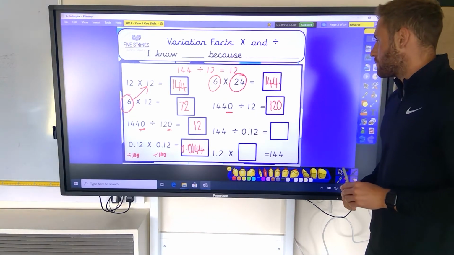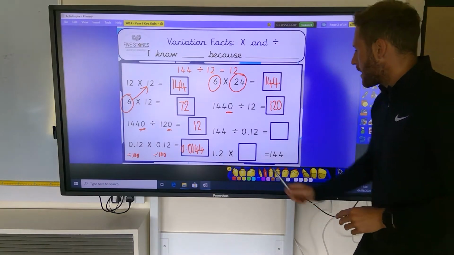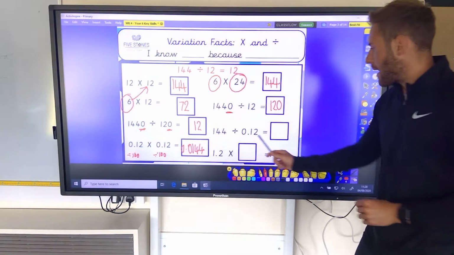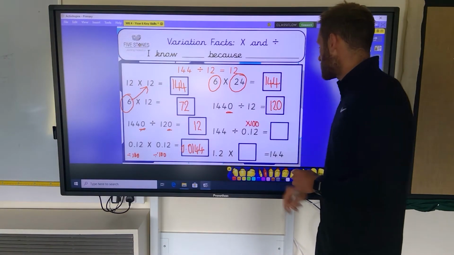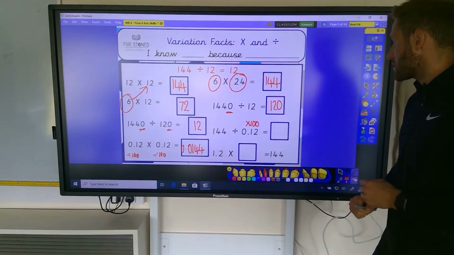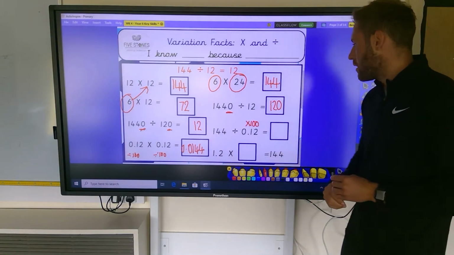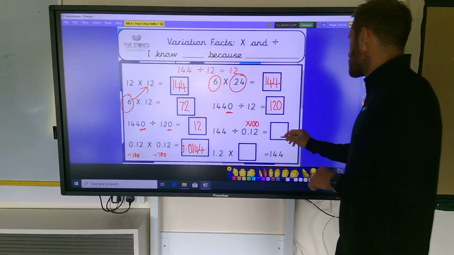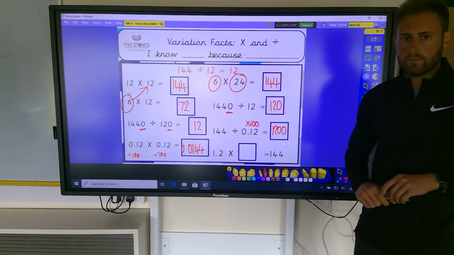Then we've got 144 remaining the same. However, it has been divided by a value that is 100 times smaller. So it's 100 times smaller, meaning that we're going to have more of those parts. So we would buy 100 times bigger there.